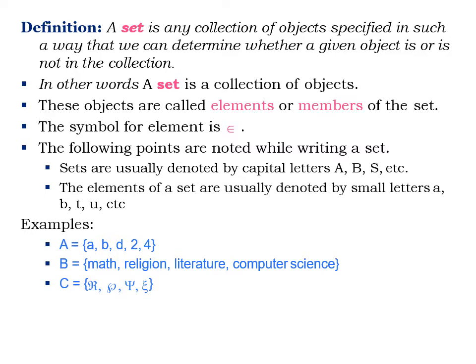The following points are noted while writing a set. Take note of the following. Sets are usually denoted by capital letters A, B, and S, or any other capital letters. The elements of the set are usually denoted by small letters. For example, here in the sets below, we have set A, and the following sets A, B, D, 2, and 4, and so on.